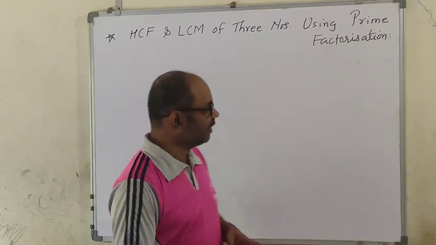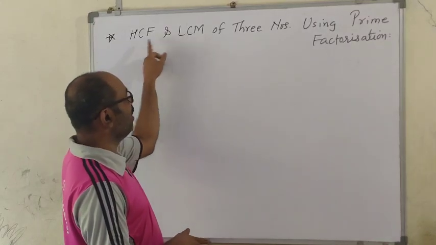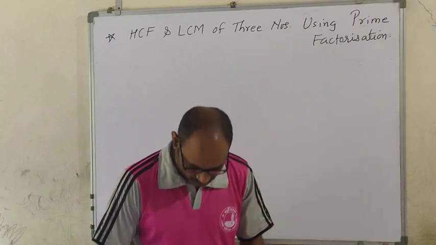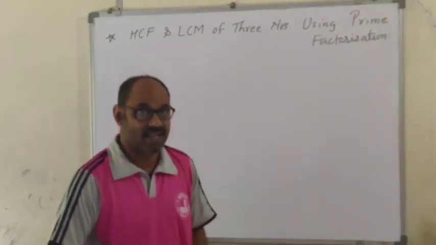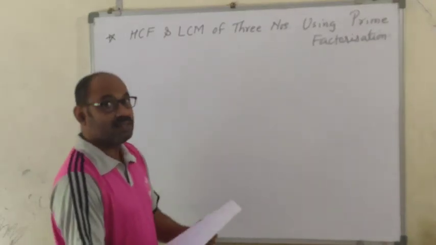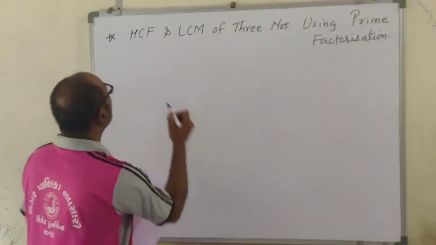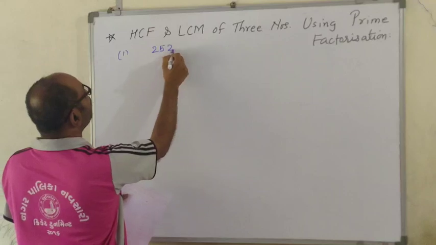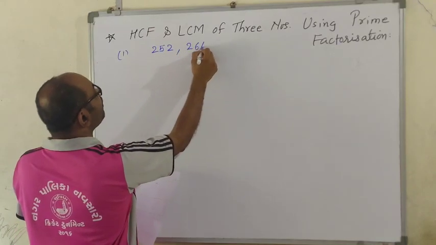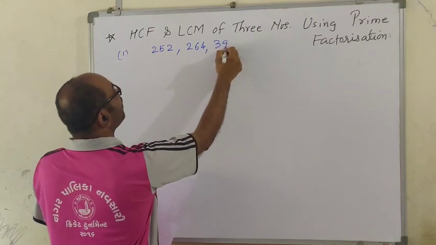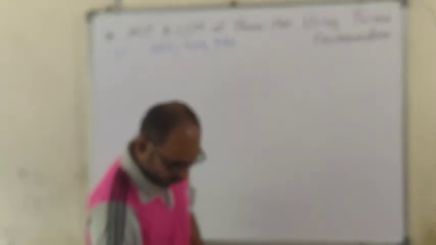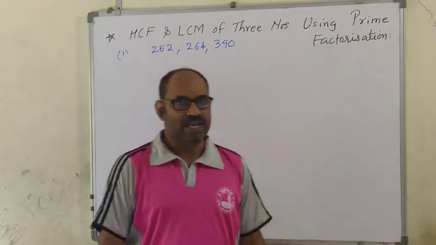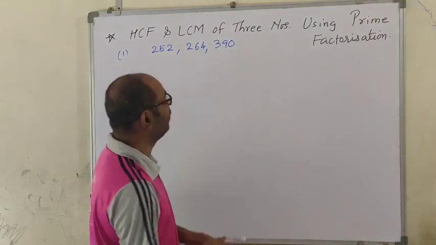Today we will see HCF and LCM of three numbers using prime factorization. So we are back to HCF and LCM. This time, three numbers: 252, 264 and 390. Well, by which method? Prime factorization method. So let's obtain the prime factors of all three numbers.